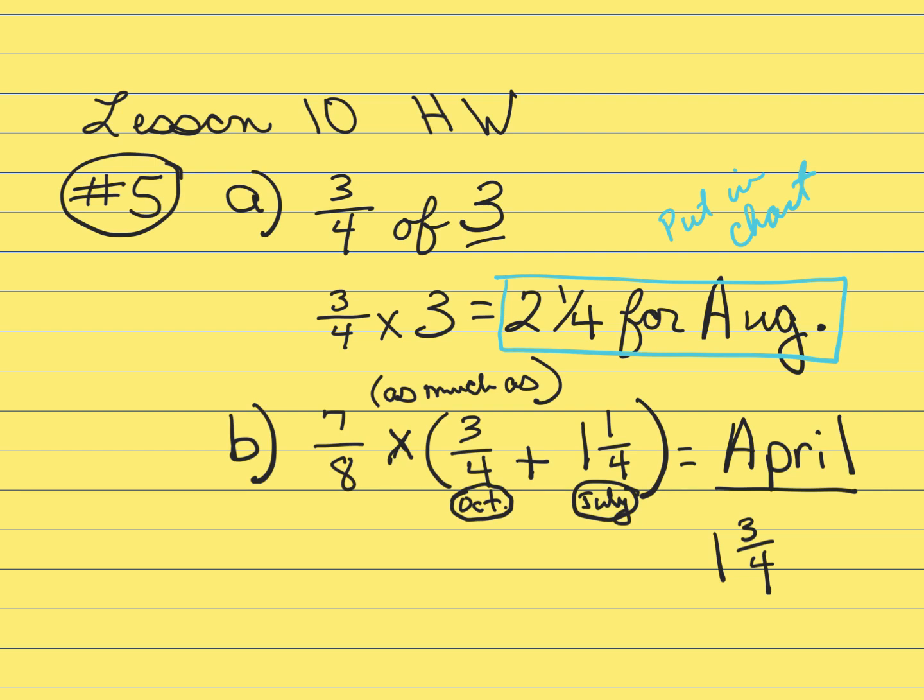So check your addition, your multiplication, and then put April's in the chart. Because when you get down to E, it says you have to figure out June's. But then when you get down to E, remember you have to add them all together.